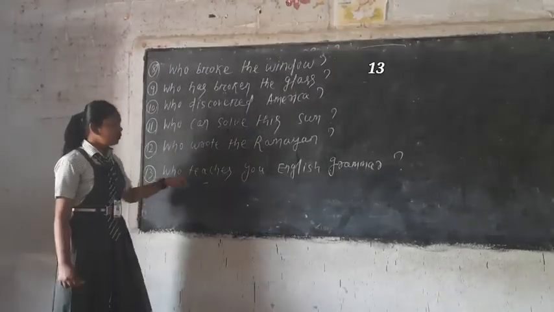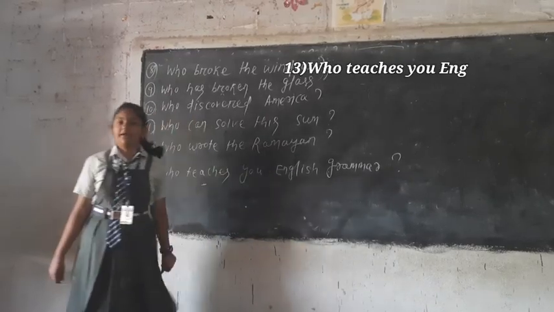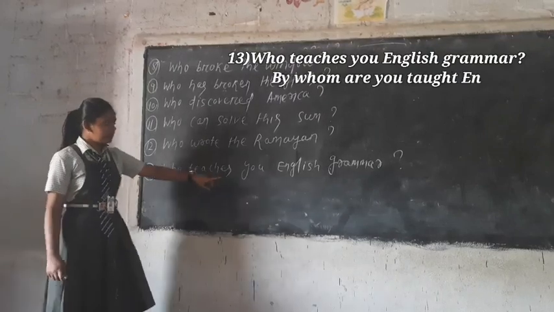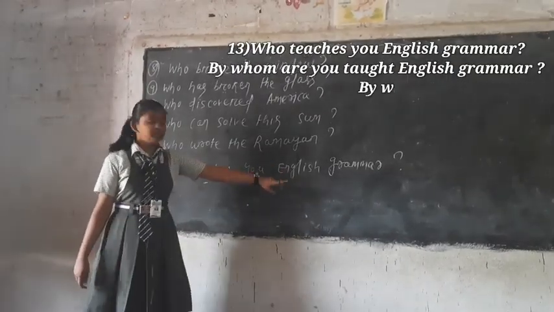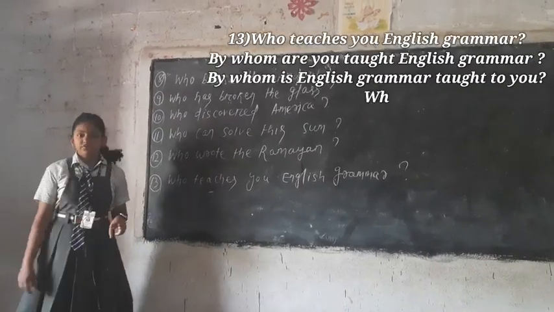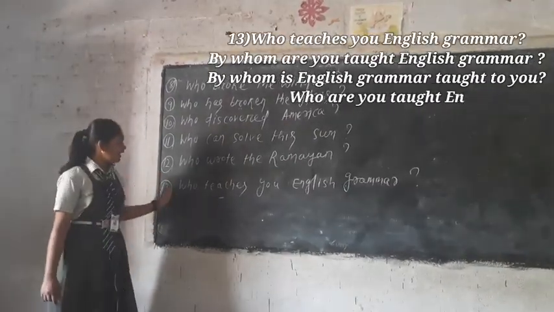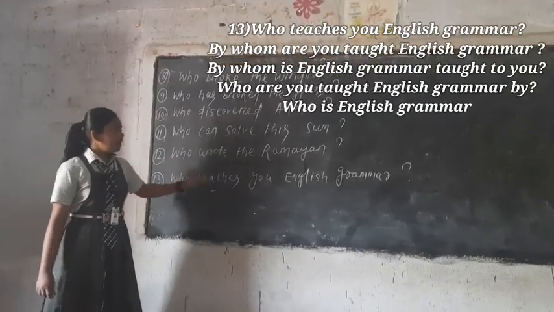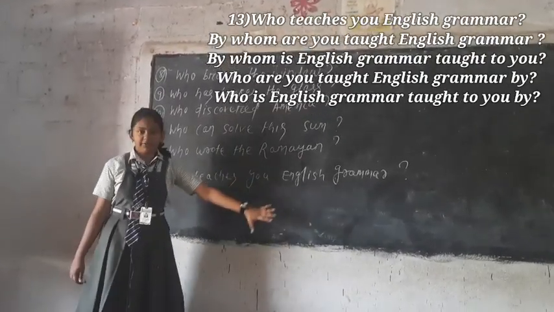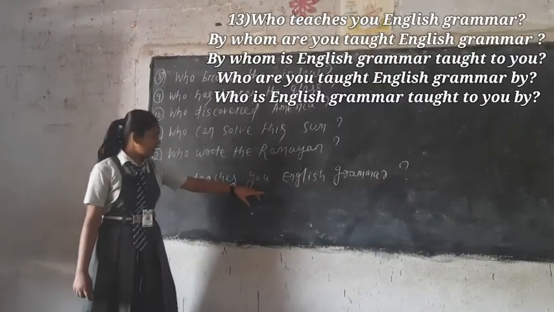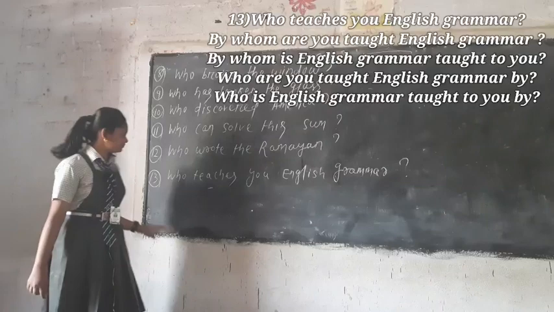Next one, who teaches you English grammar? Here actually there can be 4 passive forms because there are 2 objects, indirect object and direct object. There can be 4 passive forms. So the first two having by at the beginning of the sentence. By whom are you taught English grammar? Next one, by whom is English grammar taught to you?